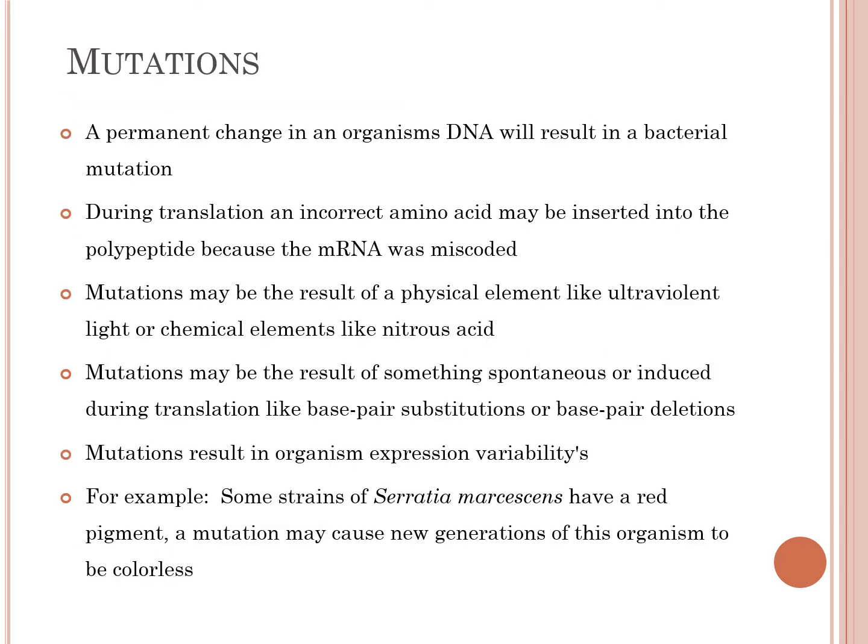So mutations are a permanent change in an organism's DNA, and they occur in several ways. During translation, an incorrect amino acid may be inserted in the polypeptide because messenger RNA was miscoded, or mutations may be the result of a physical element like ultraviolet light or chemical elements. Mutations may be the result of something spontaneous or induced during translation, like base pair substitutions or base pair deletions. And mutations result in variability in organism expression. For example, like I already mentioned, Serratia marcescens should be a gray-colored organism, but because of a mutation, it could actually appear brick red.